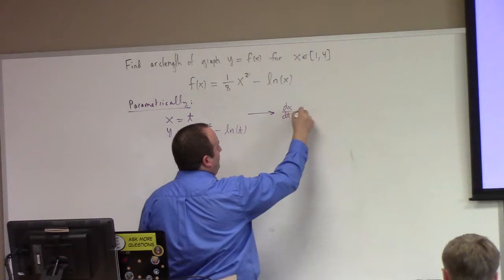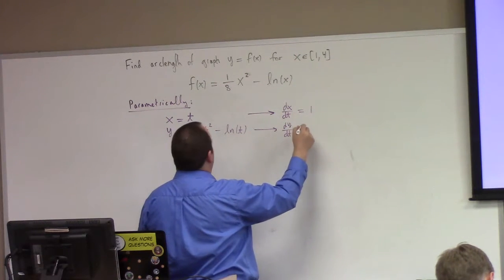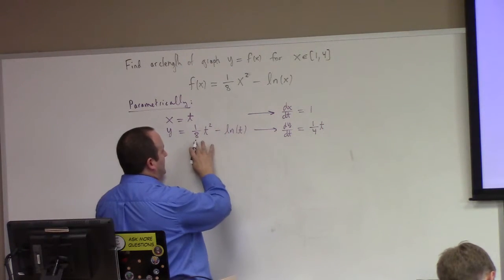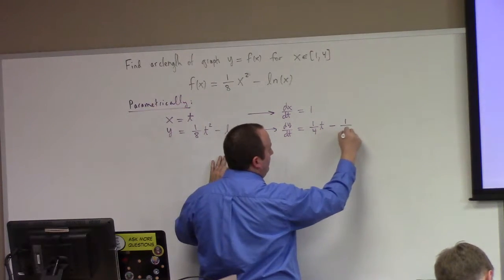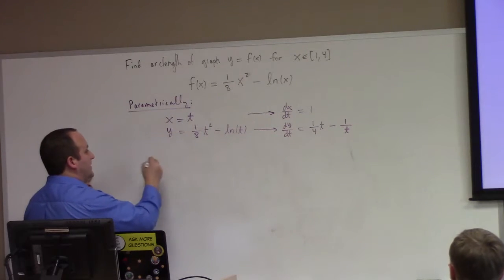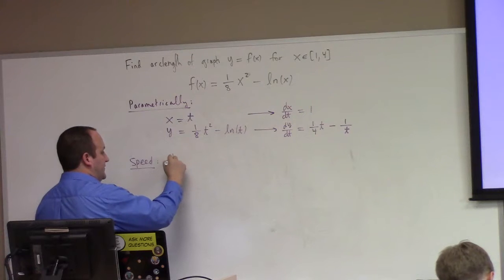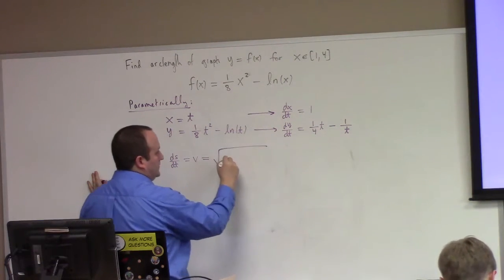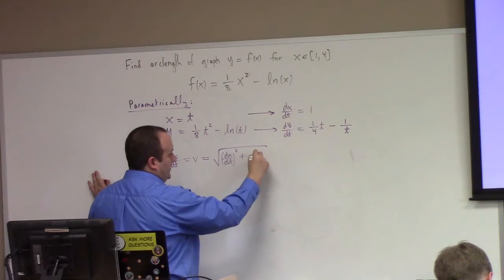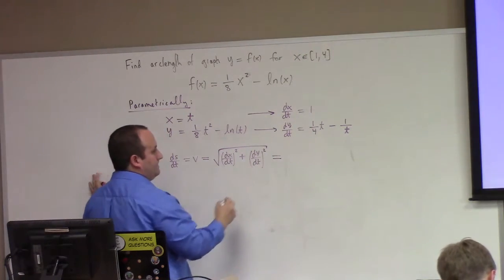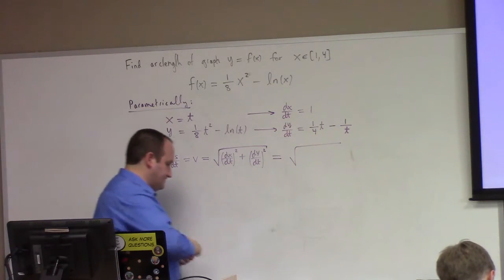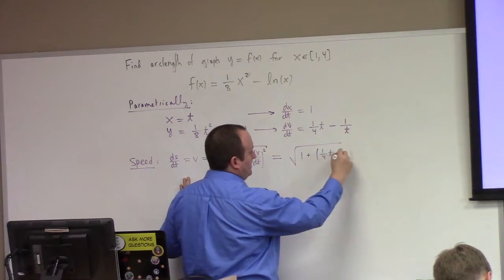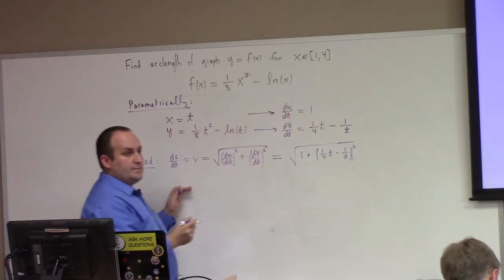So dx dt is what? dy dt is what? So we get dx dt is 1, dy dt is 1/4 t minus 1 over t, right? Do you guys agree? So we want to find the speed. What's the speed? So the speed, of course, is ds dt, but I use the symbol v for the magnitude of the velocity, the speed. So that's the square root of dx dt squared plus dy dt squared, which is what? Looks like we got 1 plus this thing. Right?